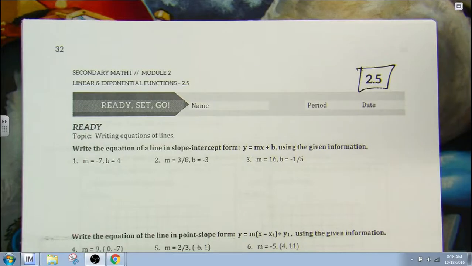We're going to have a little bit of a break with the PSATs, so you should have plenty of time to catch up on 2.4, 2.5, and even look ahead to 2.6 if you need to.